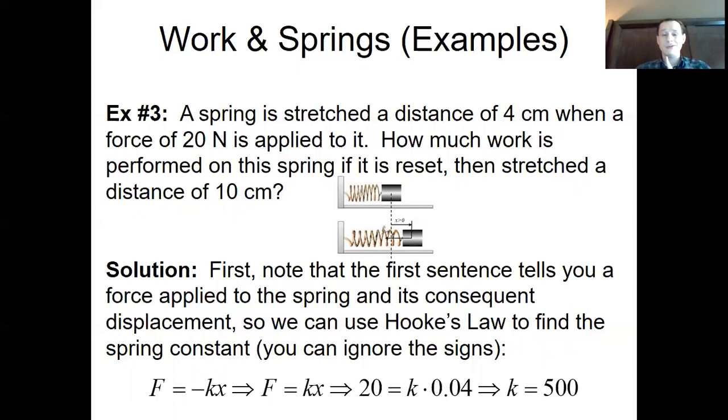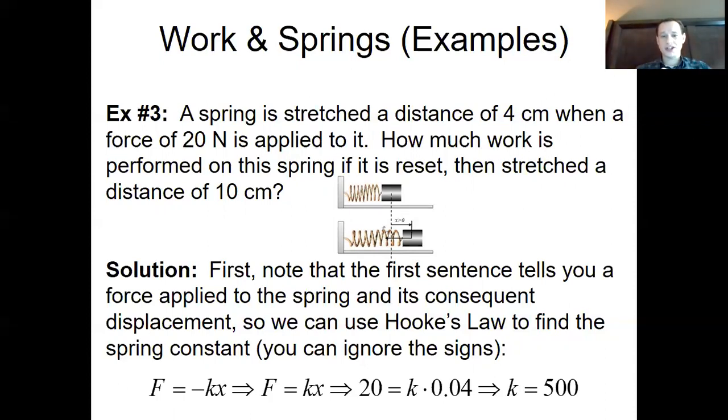Okay, now we'll get to what you're going to do with that sentence. That's kind of like a direct variation problem where they give you something so you can find the constant of variation. In this case, that sentence will help you find the constant of variation, K, the spring constant from Hooke's law. But how much work is performed on the spring if it is reset? Okay, so you apply 20 newtons, you stretch it 4 centimeters, and you let it go and reset. How much work is done if you reset it and then stretch it 10 centimeters?